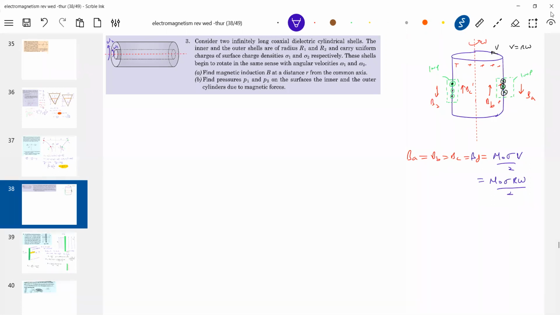Now, what is the net field outside? The net field outside will contribute BA minus BD. Therefore, it is 0. What is the net field inside? BC plus BB, which is equal to how much? Mu naught sigma R omega.